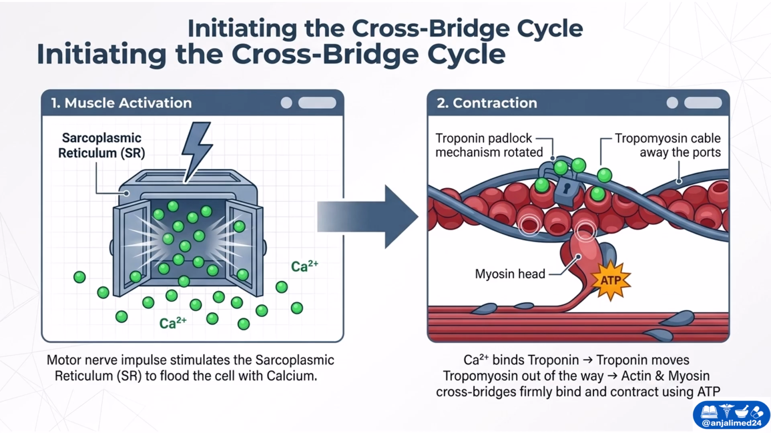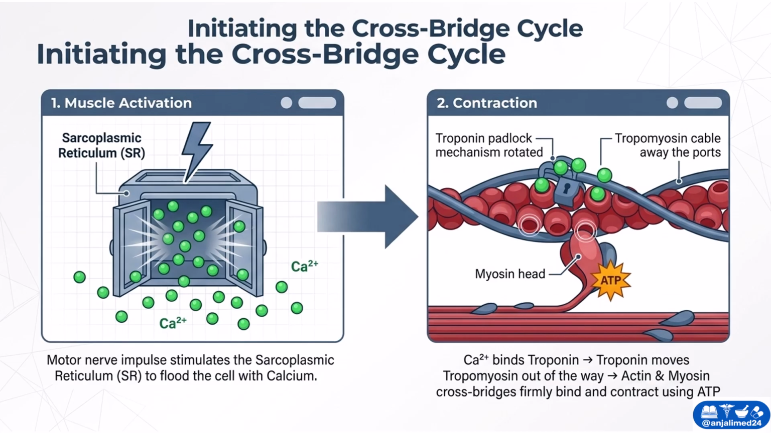Immediately after the power stroke, a fresh ATP molecule binds to the myosin head. This ATP binding causes the detachment of the myosin from the actin. Then the ATP is hydrolyzed again, re-energizing the myosin head for another cycle. As long as calcium and ATP remain available, this process repeats continuously, producing sustained muscle contraction. This sequence is known as excitation-contraction coupling because an electrical signal is converted into mechanical movement.